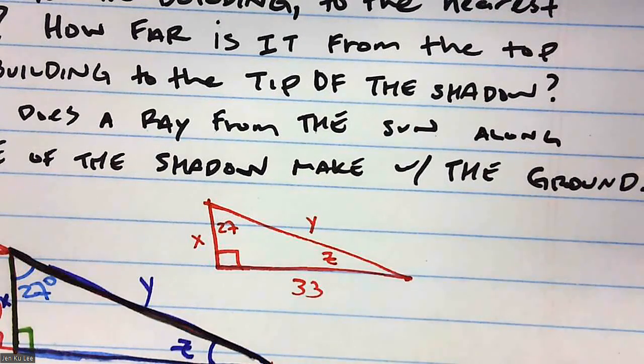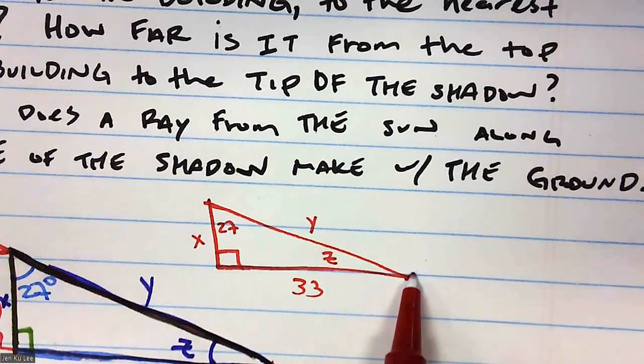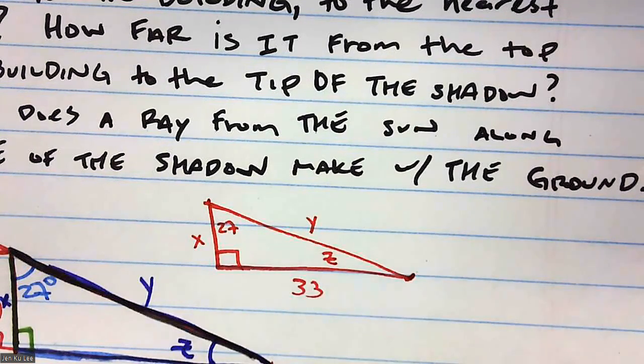Well, that's what they're asking. They're asking how tall the building is. They're asking the distance from the tip of the building to the tip of the shadow. And they're asking what angle it makes with the ground.